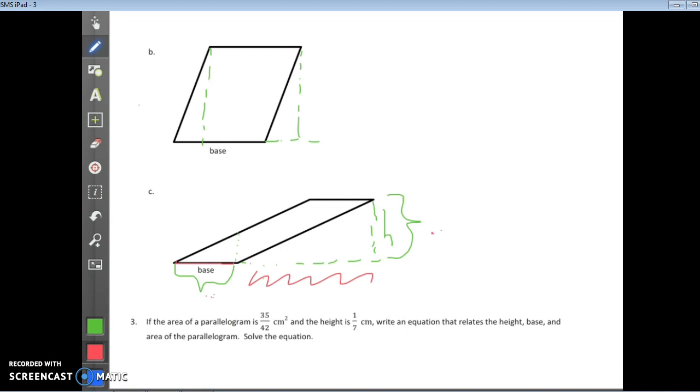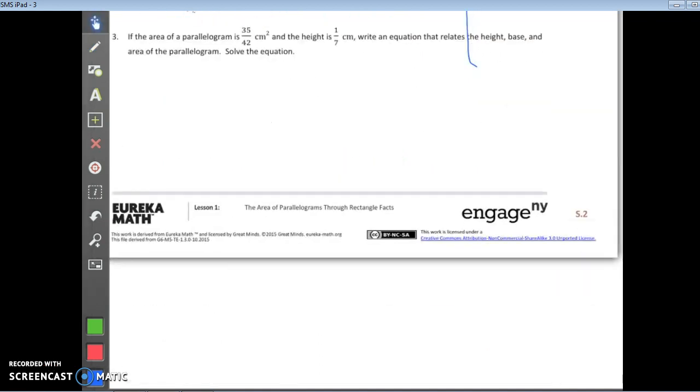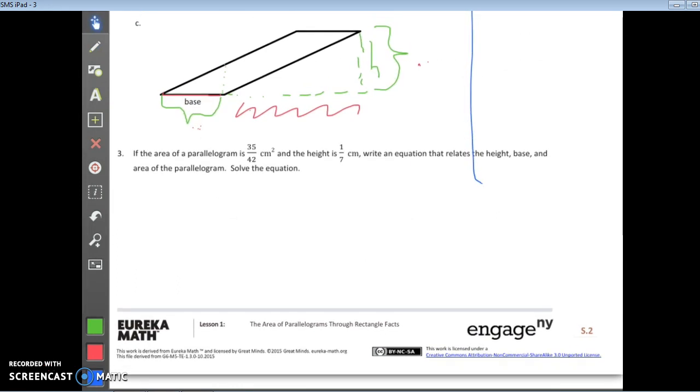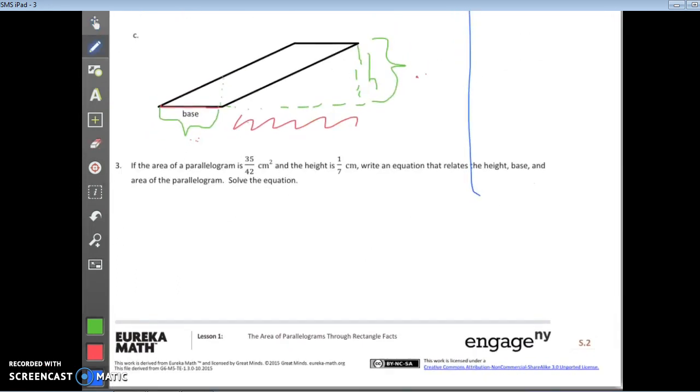Last problem we're going to work on. Ignore that. Bottom problem here. If the area of a parallelogram is 35/42 centimeters squared, and the height is 1/7 centimeters, write the equation. Well, we know the equation is going to be A equals B times H. We know this.